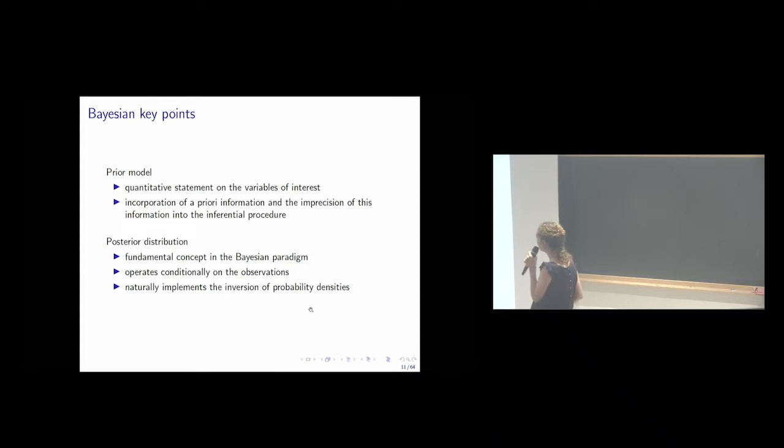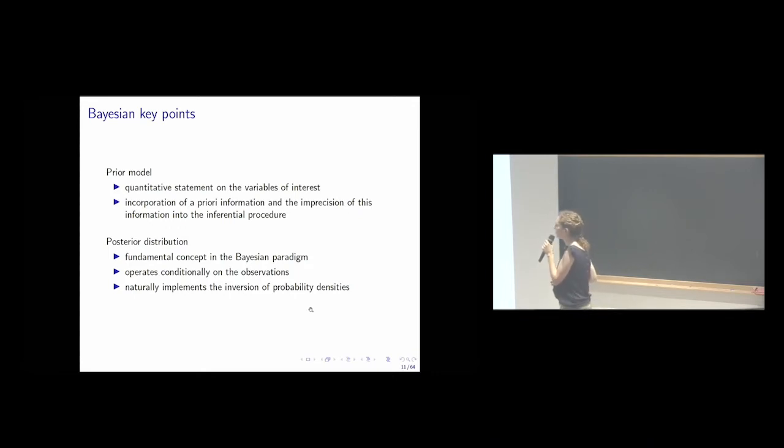So here are the Bayesian key points. Let me stop a little bit here to make some remarks. The prior model is very important. This is at the heart of the Bayesian framework. It gives you some quantitative description of the variables of interest. So everything you have on the uncertainties and the information you have on the variables of interest may be put in the prior model. Then it integrates naturally a priori information and the imprecision of the information into the inferential procedure. We will see that in the following.